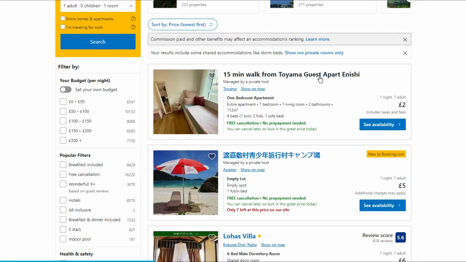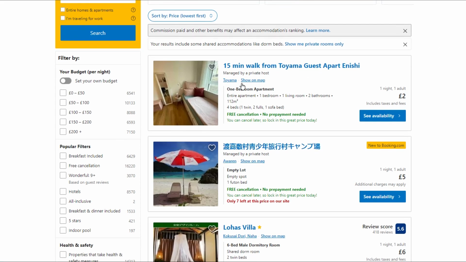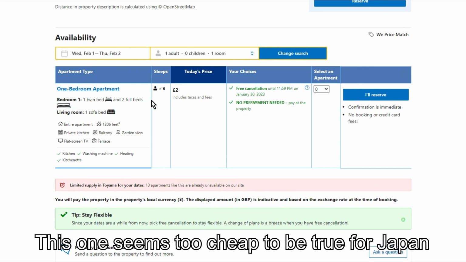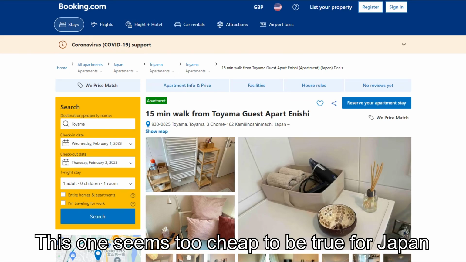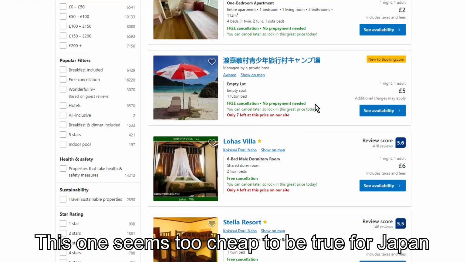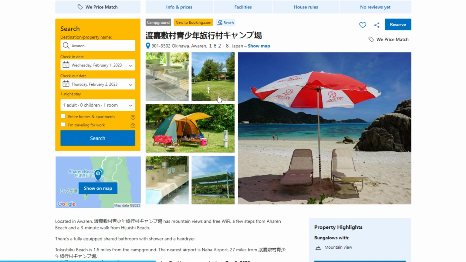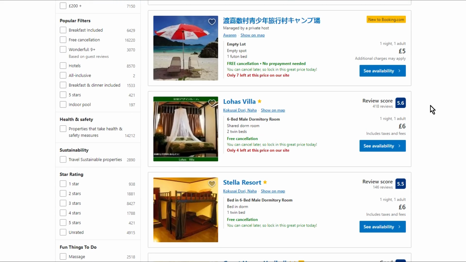15-minute walk. That is a strange name. You get a one bed apartment for £2. Sleeps 6 people. That's actually a dormitory, not an apartment. But still, that's alright. Empty lot. You should sleep on the beach for £5? Oh, you meant to put a tent on it, okay.